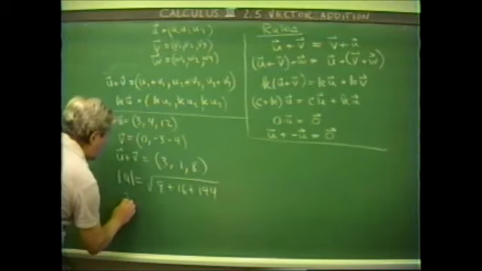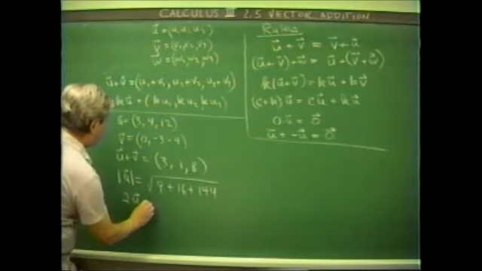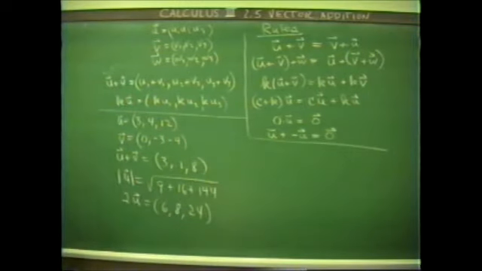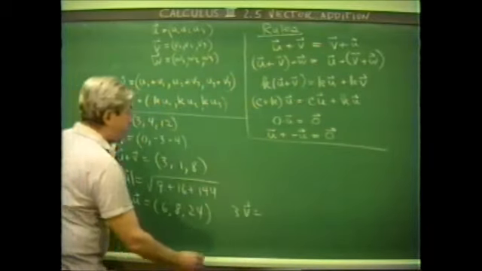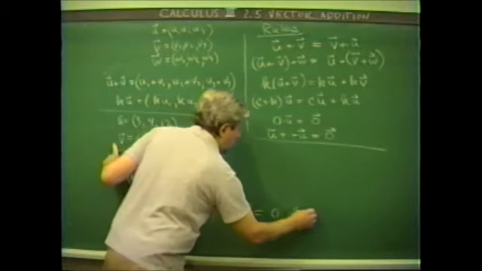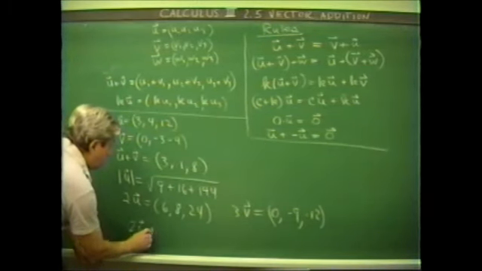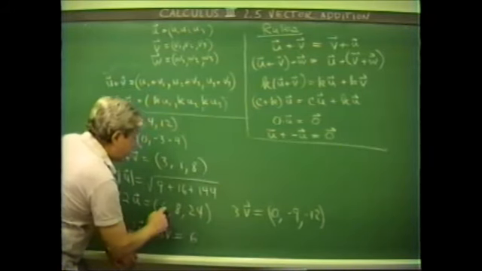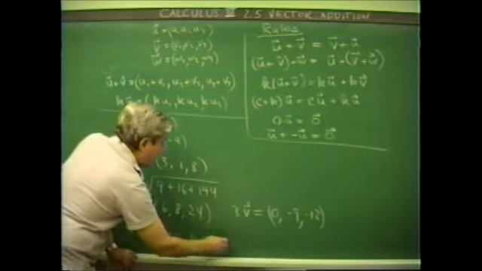2 times u is going to be the vector 6, 8, 24. 3 times v is going to be the vector 0, minus 9, minus 12. 2u plus 3v is going to be equal to 6, 2u we add 3v, so we get minus 1, 24 minus 12 is 12.